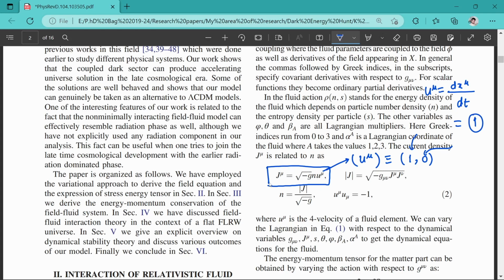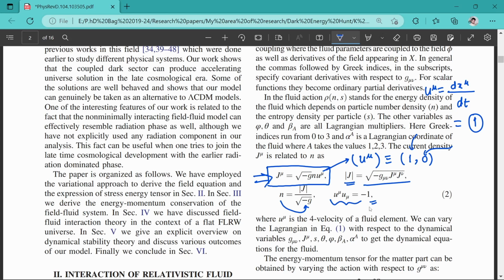N is the number density. So this current density is basically encapsulating your number density. If you want to take the magnitude of it, you can take the magnitude like that, and from here the number density can be defined like this, and you have the u mu. These are the normalization conditions of the fluid velocity: if you contract u mu with u mu, contravariant and covariant, then you will always get negative 1.